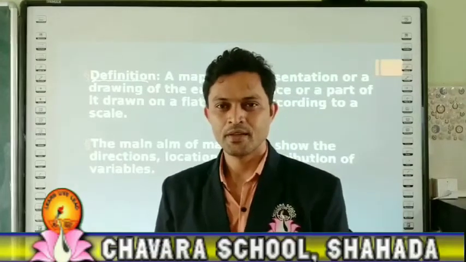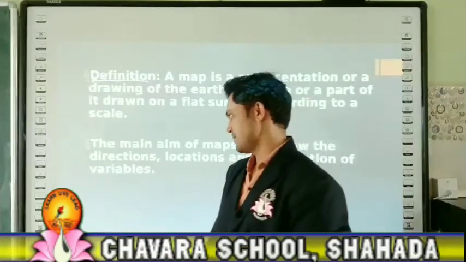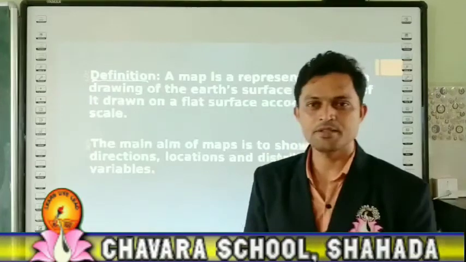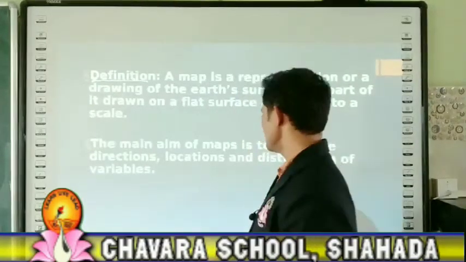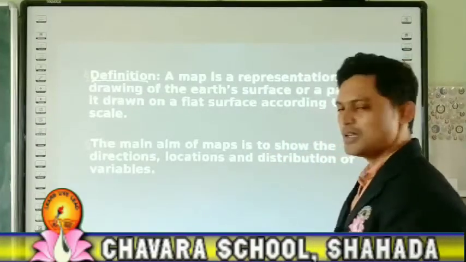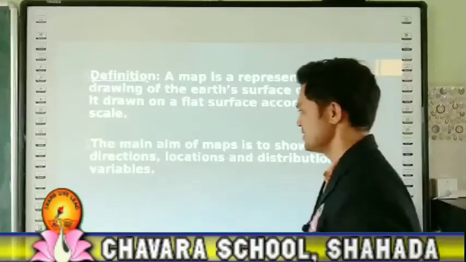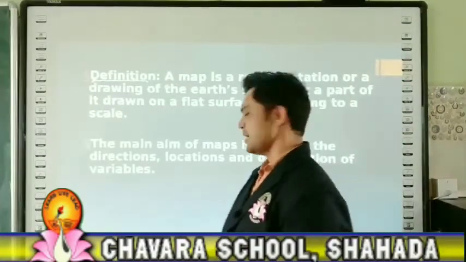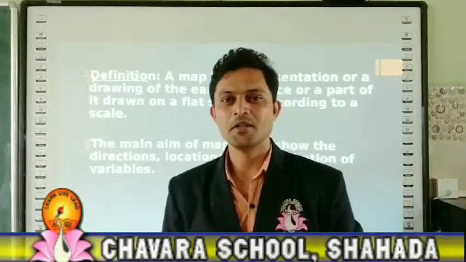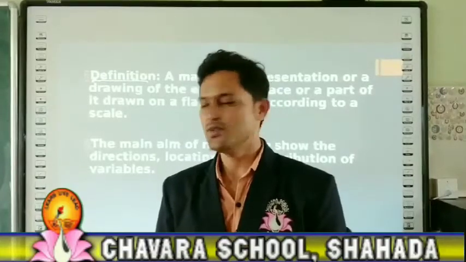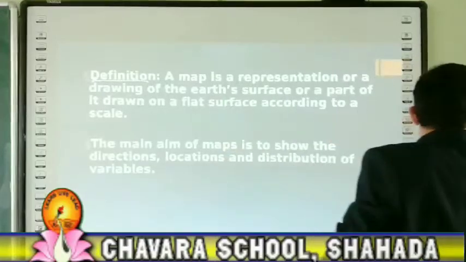After the definition, another important thing about the map is its use, its purpose and its function. You must have learnt in your lower classes the aim of the map: its main aim is to show the directions and locations. But you should also remember that it has another important role, to show the distribution of variables. That's why the main aim of a map is not only to show the directions and locations but also to show the distribution of different variables. Okay, let's go to another slide.